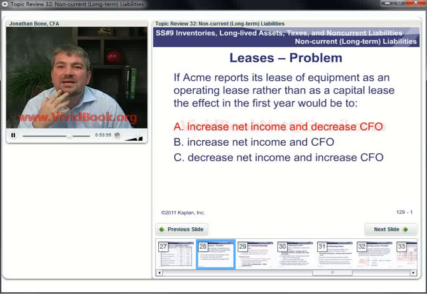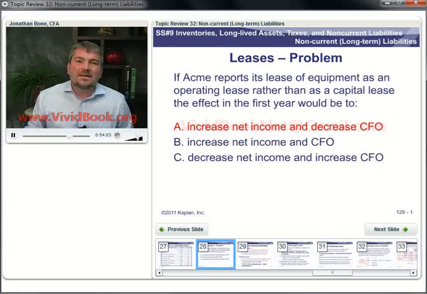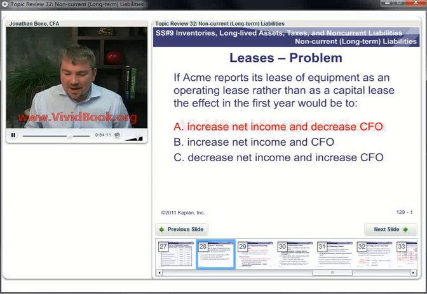But if you did, I think this is really looking at the other way around, treating it as a capital lease rather than an operating lease. Remember, with an operating lease, you have higher net income in the earlier years, but you have lower CFO because your full rental payment goes through CFO. So I don't agree with that unless I'm reading the question wrong in some bizarre way. Let me read it one more time.